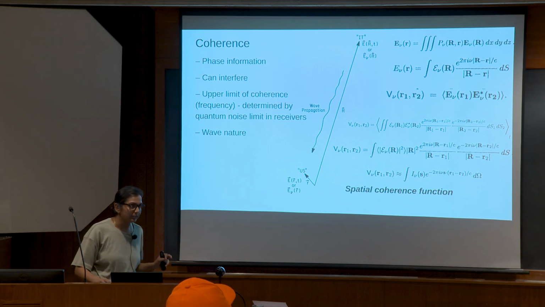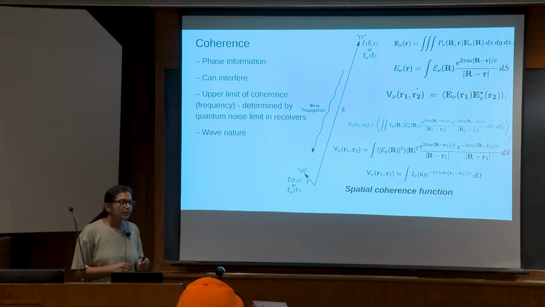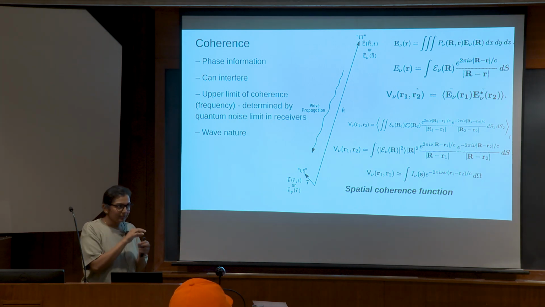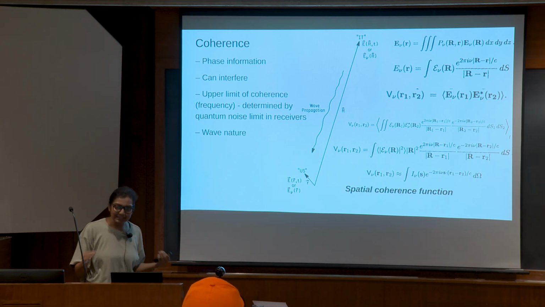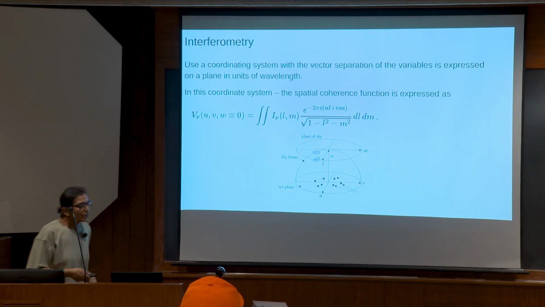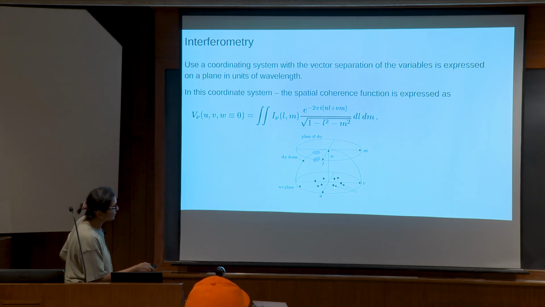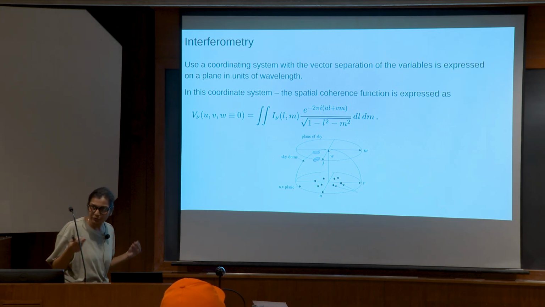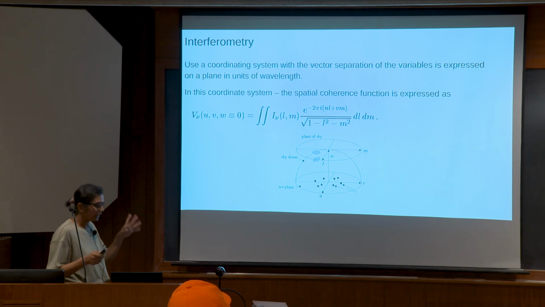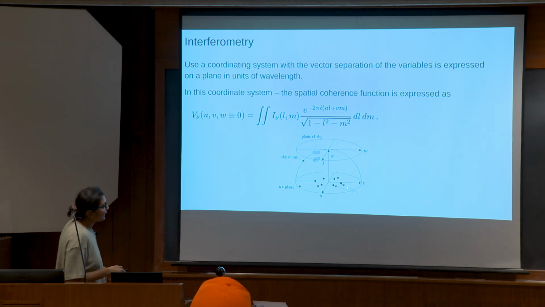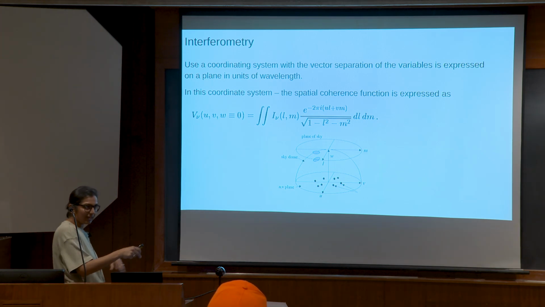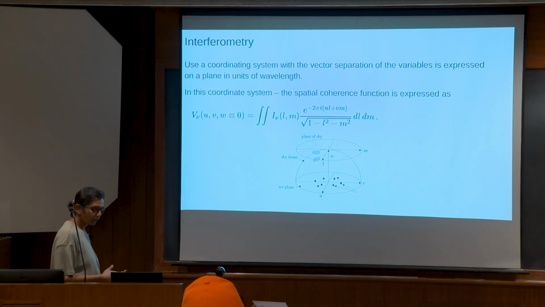It is a vector quantity because R1 and R2 are vectors. R1 vector minus R2 vector divided by lambda is called the baseline. So I can put a bunch of objects like this. Each of these dots here is the position of a radio telescope. I can call this plane on which I have the objects the UV plane.